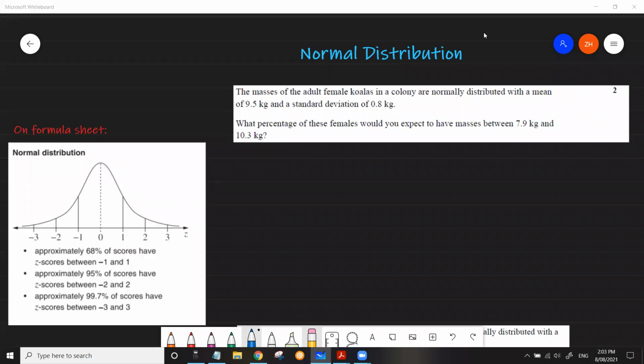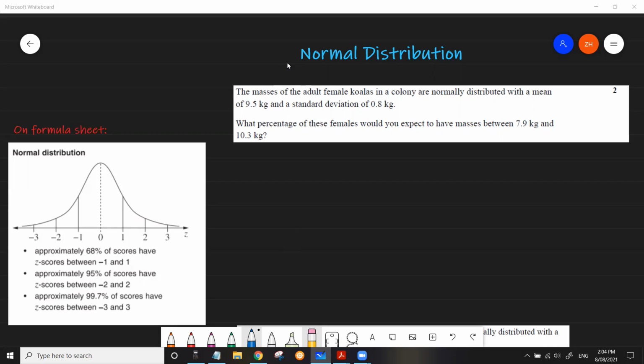In this video, we're looking at the normal distribution. So we've got our bell-shaped curve over here, and we're looking at determining what percentages of our data will fit between certain values. On our formula sheet, we have the normal distribution, the bell curve, and those percentages: 68% between the -1 and 1 Z scores. So if we're 1 standard deviation from the mean, 68% of that data will fit between there. And then the other values are 95% and 99.7%.